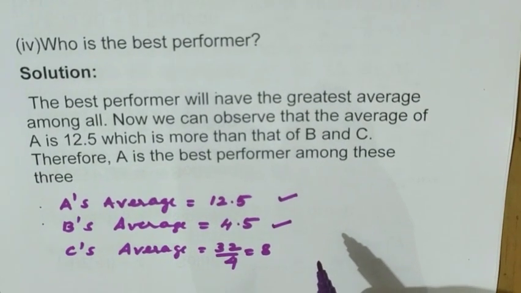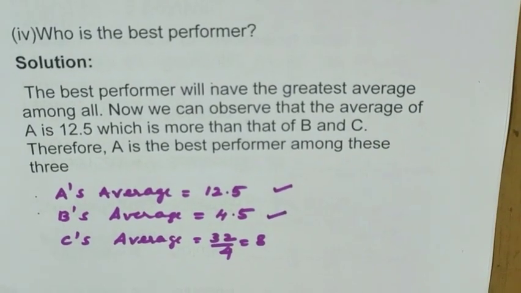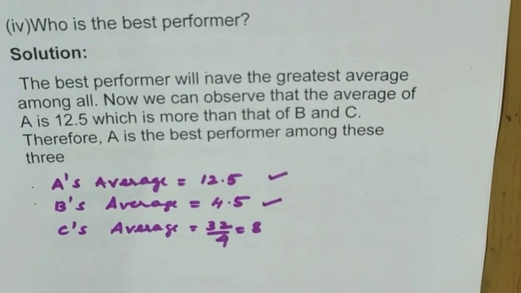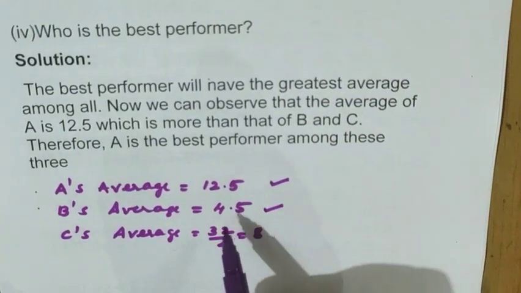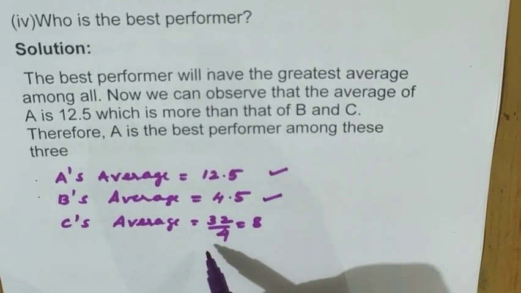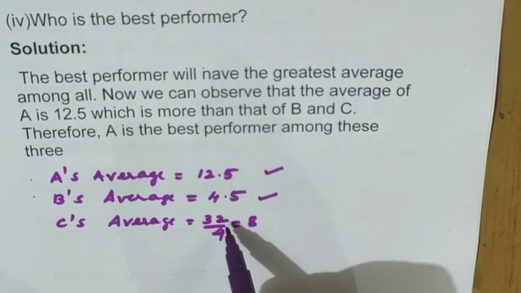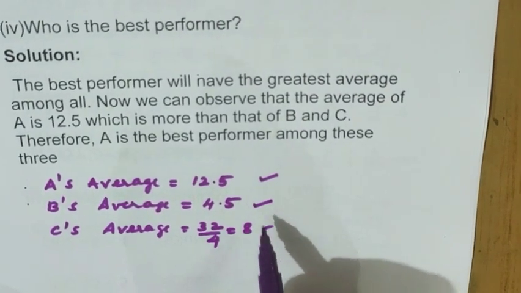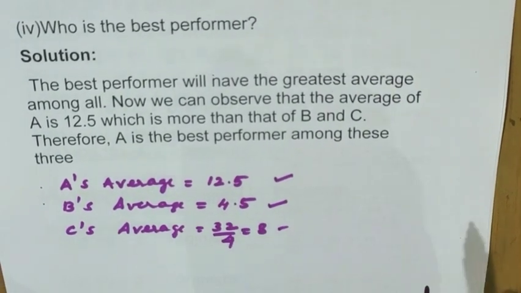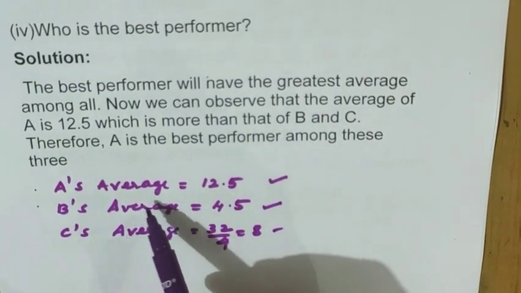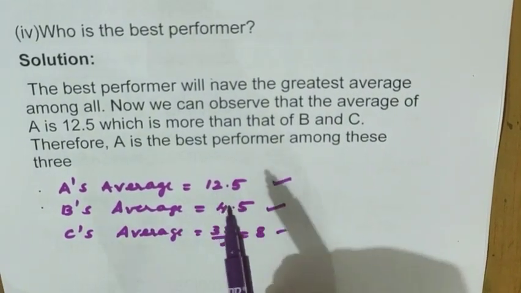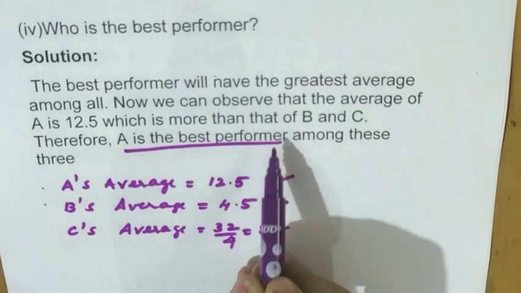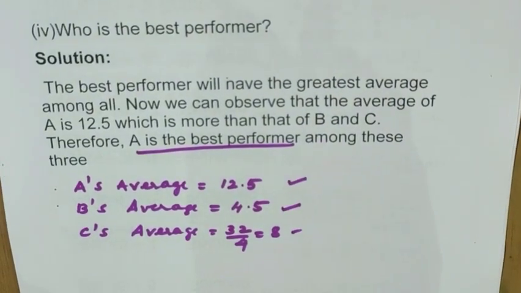In the second question we have decided that it should be divided by 3, since it is an individual performance. Now we are comparing with A and B, so we are also comparing C's average. Now it is 32 by 4 equal to 8. So you got all the 3 averages now. Now whose performance is better? You can easily understand from this one, whose performance, A. So A is the best performer among these 3, right?